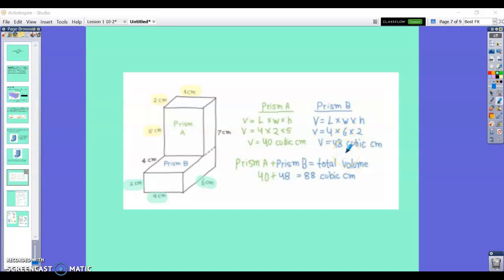Now I'm not done because I need to know the volume of this entire rectangular prism combined. So I'm going to take the volume that I got from prism A and add it to the volume that I got from prism B, 40 cubic centimeters plus 48 cubic centimeters, and get a total of 88 cubic centimeters. Okay, all right, so that is our examples for today.